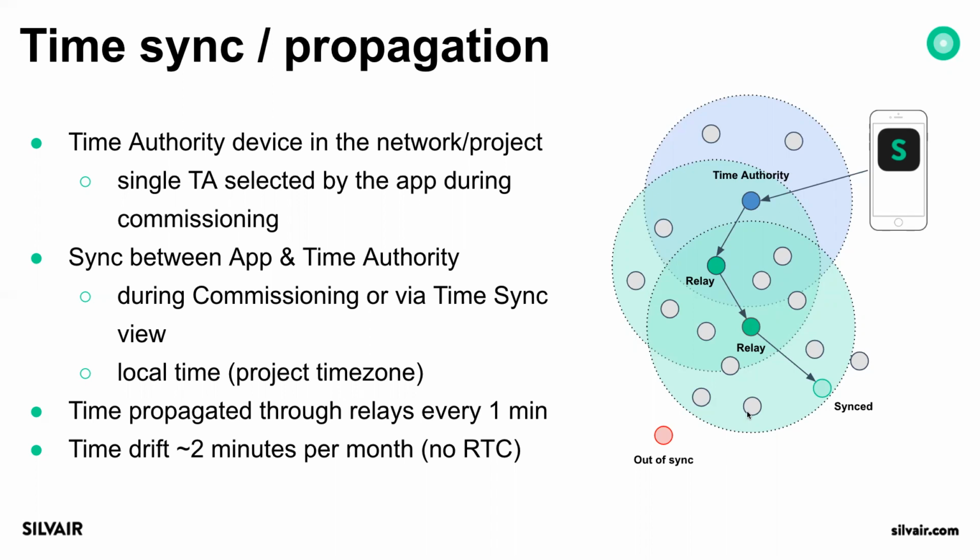What I also wanted to highlight here is that time is subject to a slight drift due to hardware-related inaccuracies. For, let's say, regular devices running on a Nordic chip, it's around 2 minutes per month.